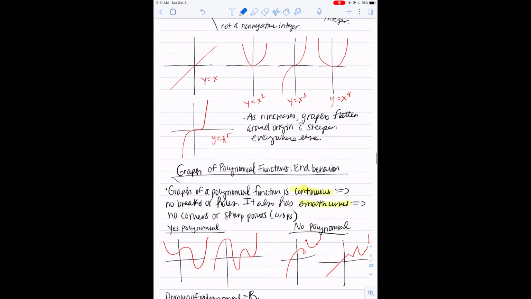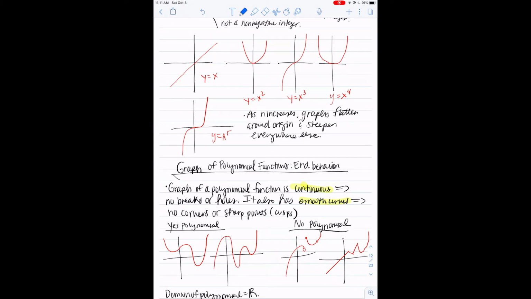So here are some graphs of some well-known polynomials: y = x, x^2, x^3, x^4, and x^5. As you can see here, there are some repeated patterns, where x^2 kind of looks like x^4, and x^3 kind of looks like x^5. Also, as our exponent n increases, the graph flattens out around the origin and goes steeper elsewhere. So compare x^2 to x^4: the x^4 is a little flatter around the origin. Again, x^5 is flatter around the origin too.